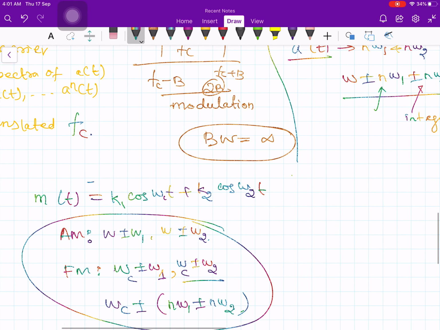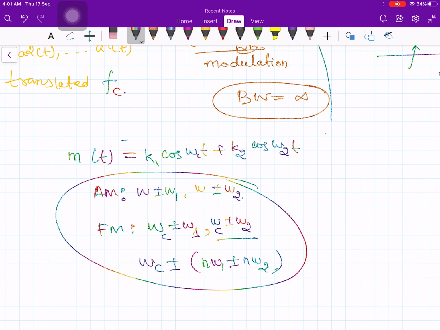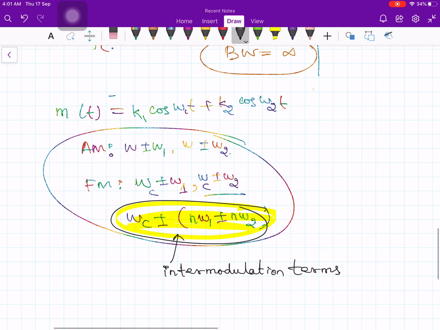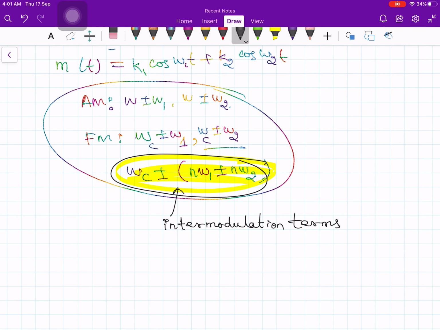Okay, so in the FM case you have omega c plus or minus n omega 1 plus n omega 2, and these components are called intermodulation terms. Therefore FM generates, like any nonlinear system, intermodulation frequencies.